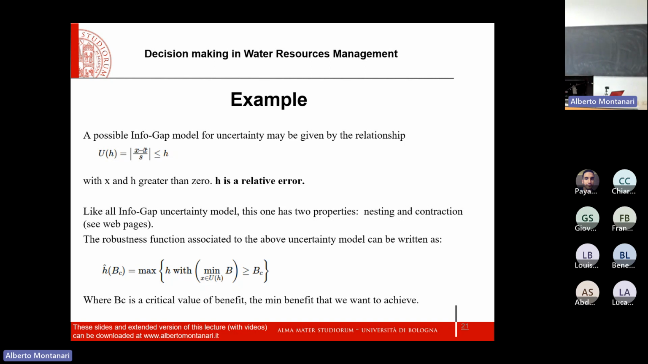It is subjective because it depends on the level of S that I fixed at the beginning. But just take into account that it's quite frequent that climate models give you a range of scenarios, and you may take the average as X tilde, and then you can take the width of this scenario range as S value.